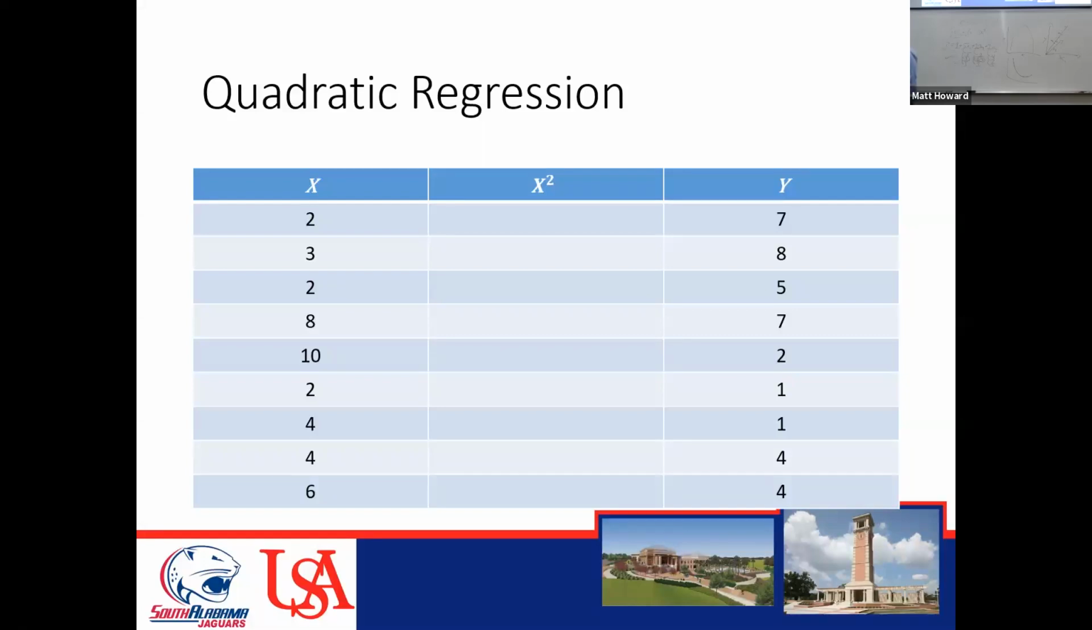So therefore, we would make a new column that would be x squared, because we do not want to replace our original x's. We make a new column that's x squared, and we would square the values in that column. So now we still have our original x values, but now we also have our x squared values.